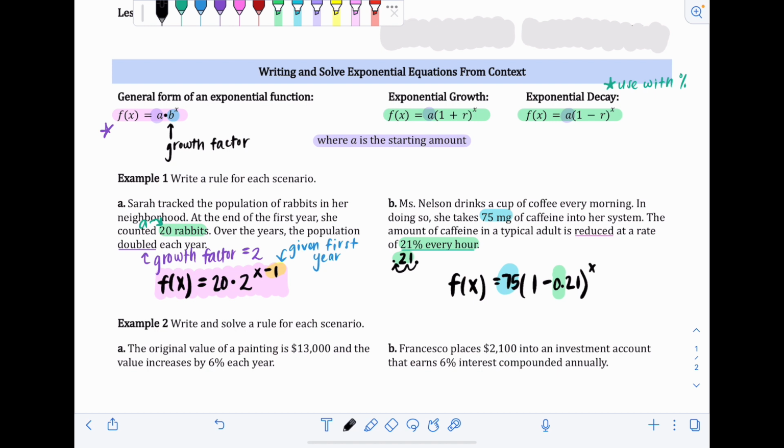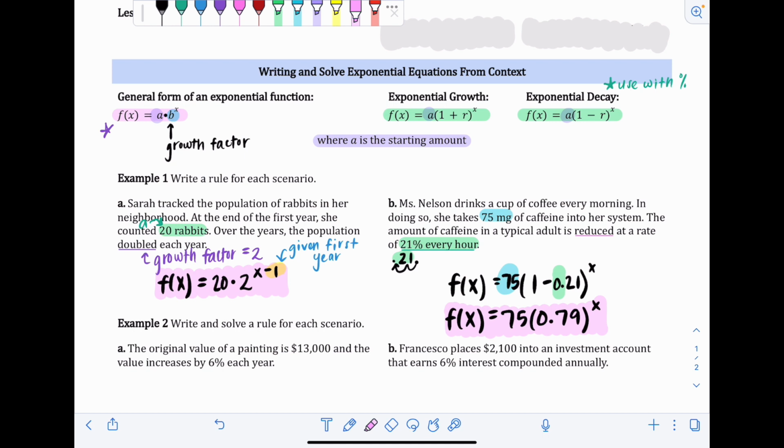And then we don't need to put anything in for x because it's supposed to be for any x, any hour that goes by. And then now we just want to finish simplifying our function and get our final rule. So it'll be f of x equals 75. And then 1 minus 0.21 would be 0.79 and then to the x power. So it'd be f of x equals 75 times 0.79 raised to the x power.